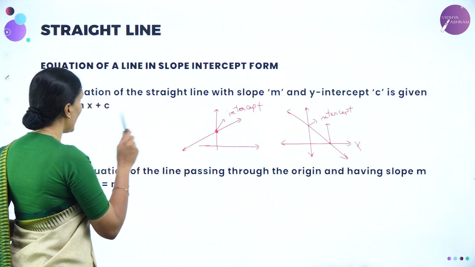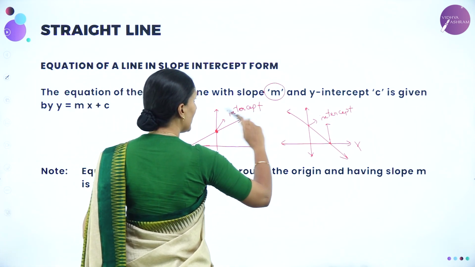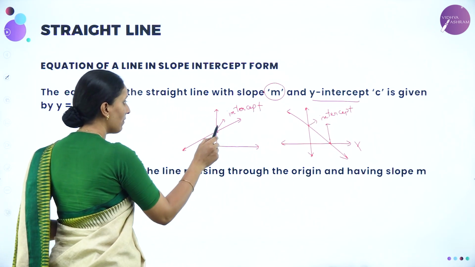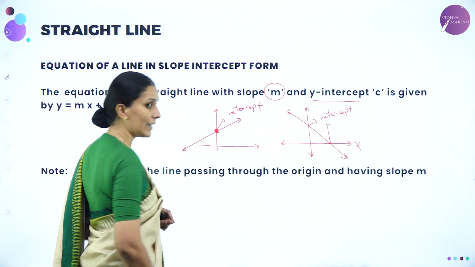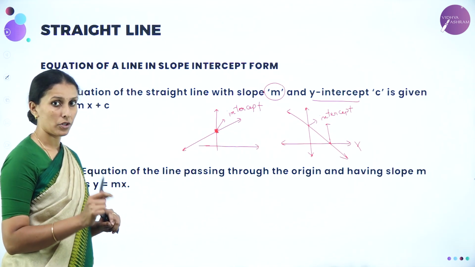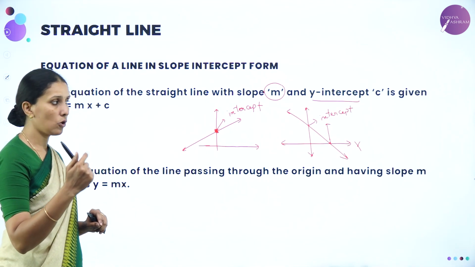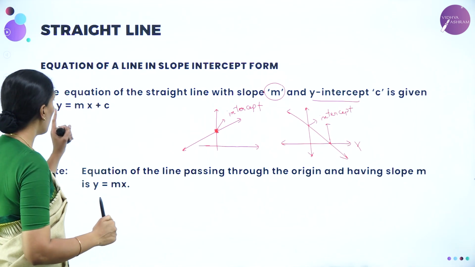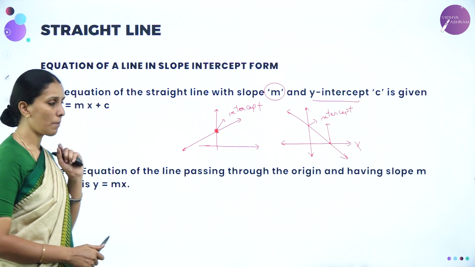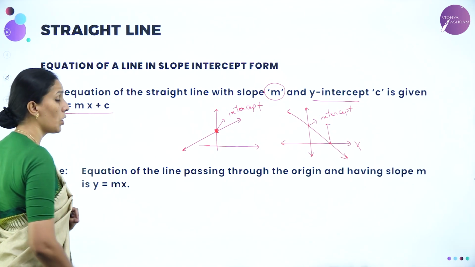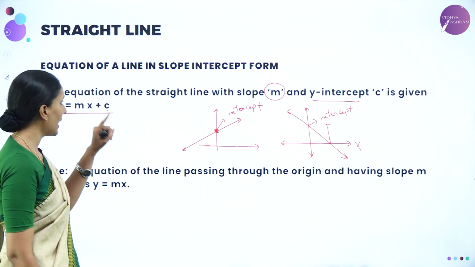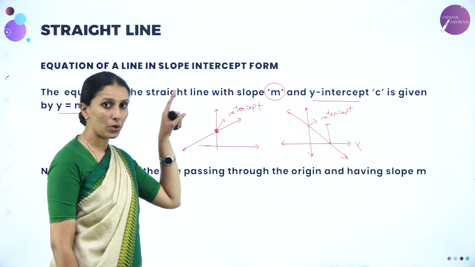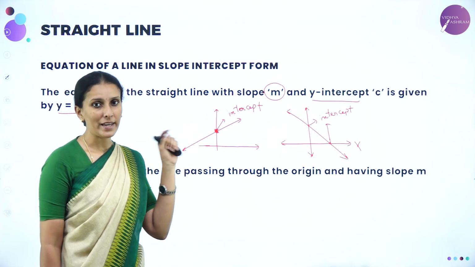Now here they have given the slope of the line and the y-intercept. That means they have given this point. So the line is intersecting the y-axis at some point. A point is given and the slope is given. In that case, what is the equation of the line? It's a simple equation and it is denoted by y is equal to mx plus c. Here c indicates the value or the point at which the line cuts the y-axis.